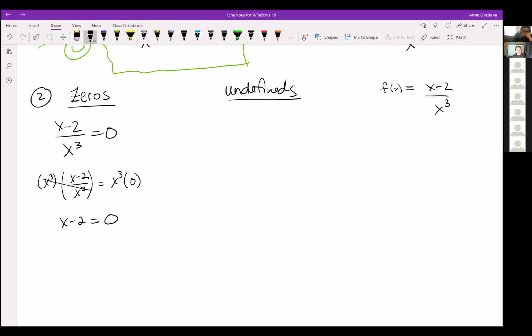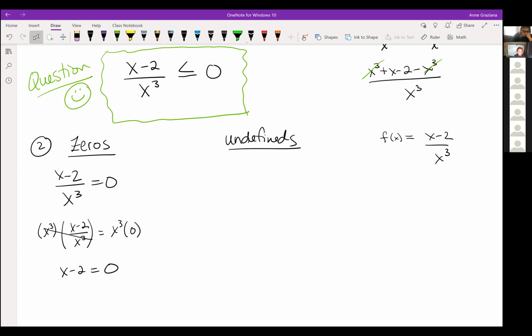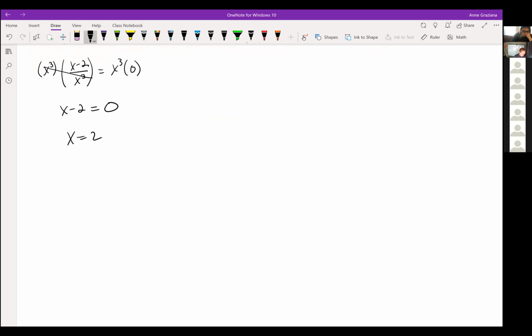Okay. So make sure when you're solving for your zeros, you have to make it an equation. This is where students just slip up and they write the inequality down. I don't want the inequality. I want the equal sign because the inequality says I can't do this. Okay. So x equals 2. That's my 0.